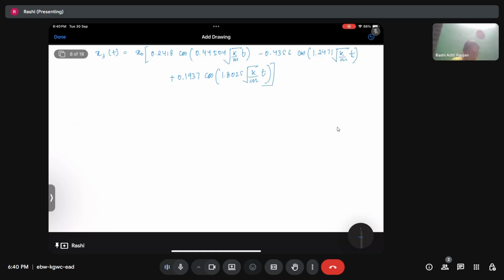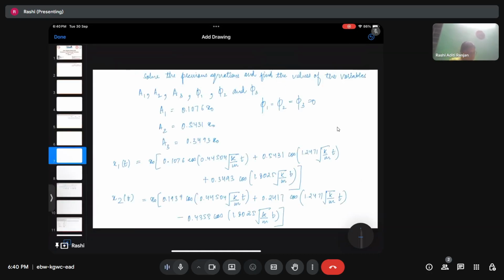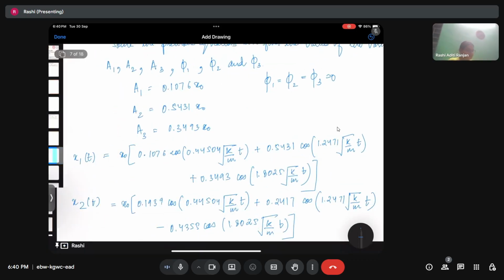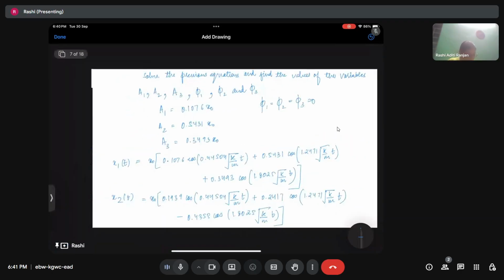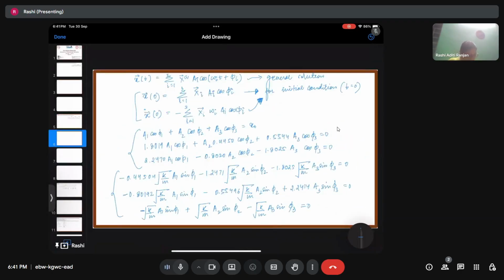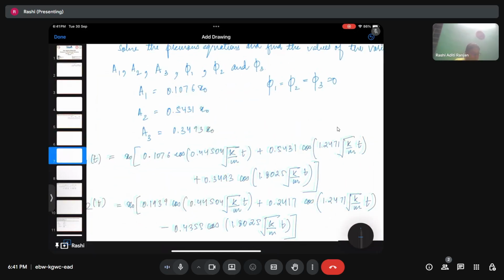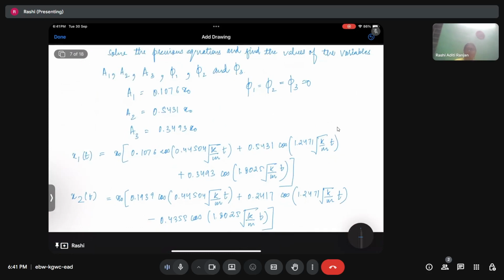Now if you look clearly at x1, x2, and x3, these are nothing but a linear combination of the three independent solutions which we assumed, like this, right? That is what I was telling. If we have three independent solutions, we can write any general solution by a linear combination of the three independent solutions that we have found out.